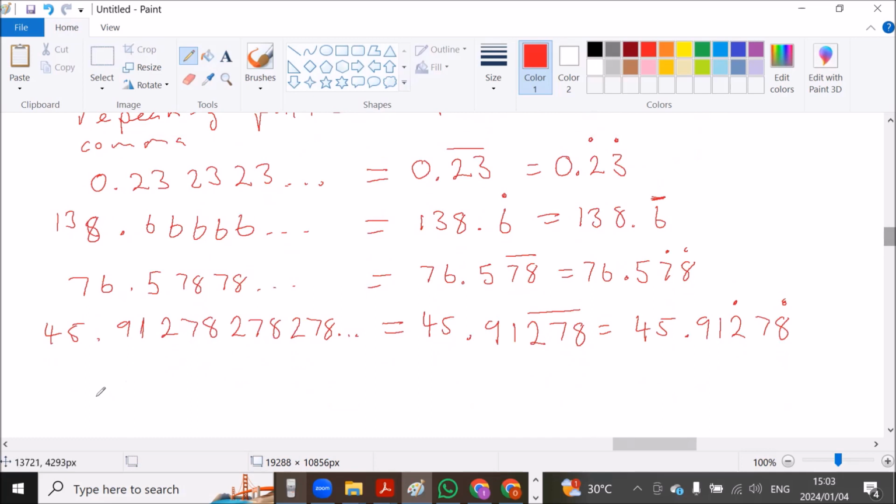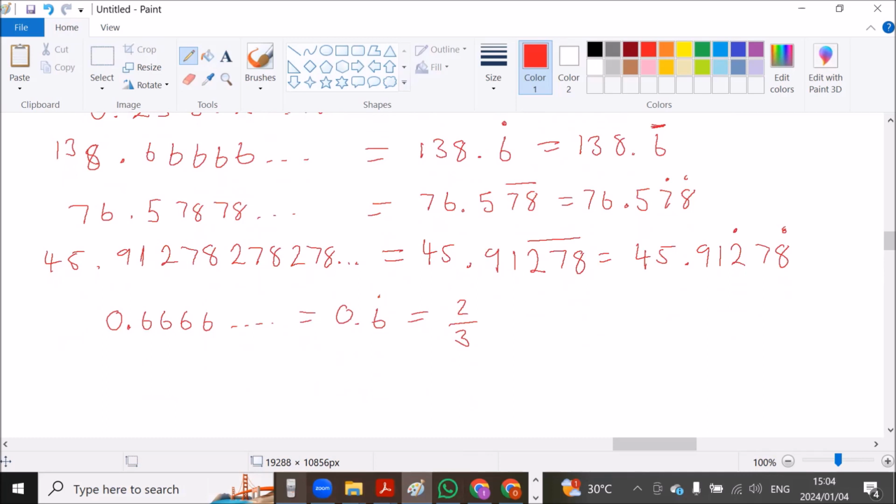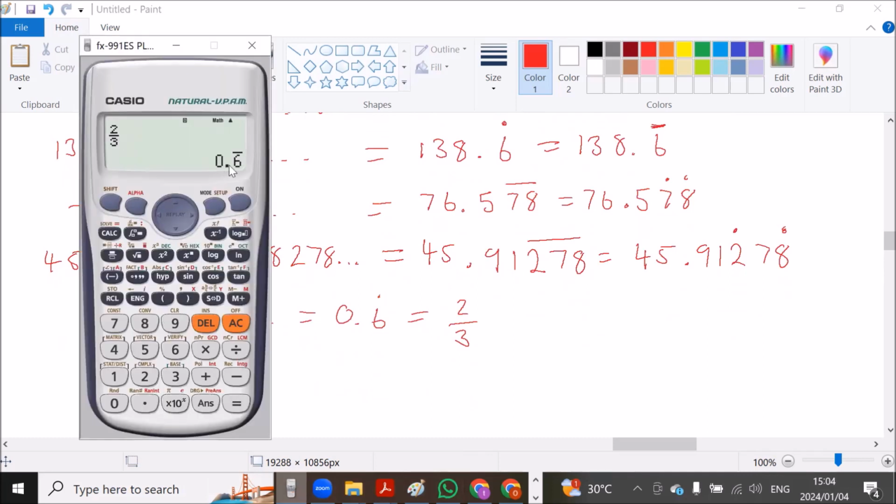Common recurring decimals. We have 0.6666 going on and on, which is 0.6 recurring. This is equal to 2/3. So it can be expressed as a fraction, A over B, where the denominator is not equal to 0, then it is rational. How can we prove it? Let's do 2/3, 0.6 recurring, which means 0.6 going on and on. So recurring decimals are rational.